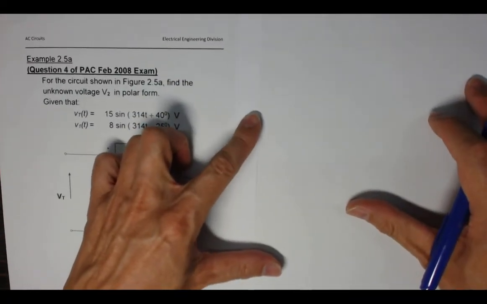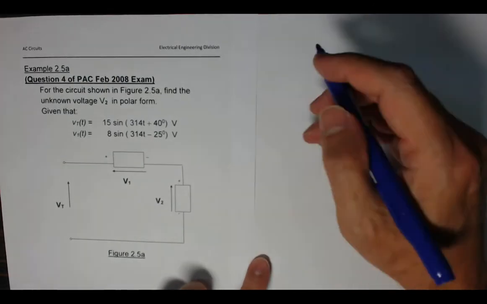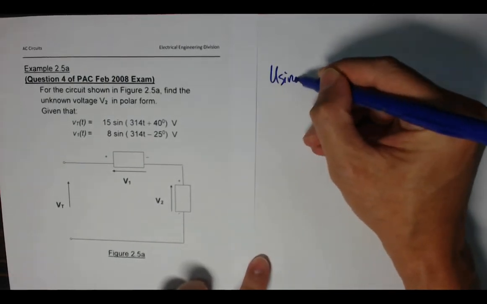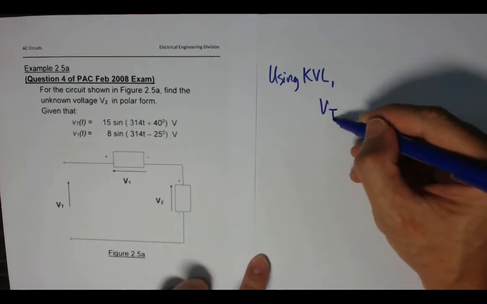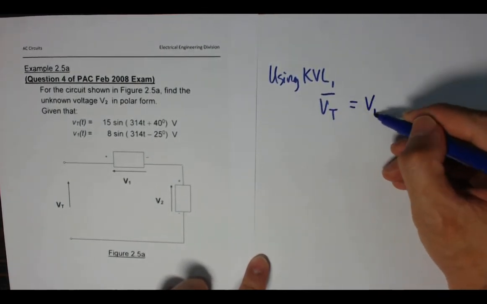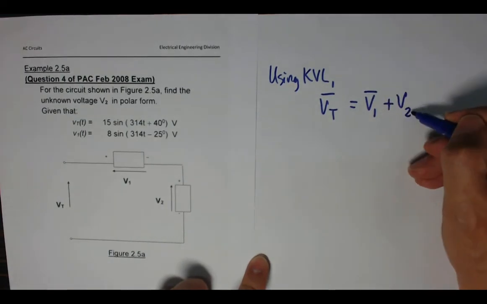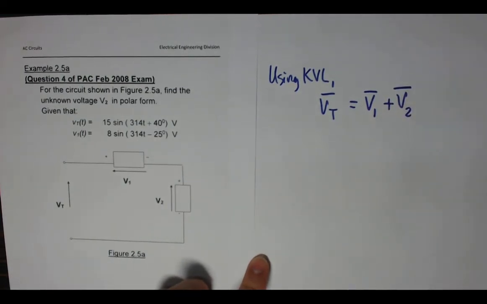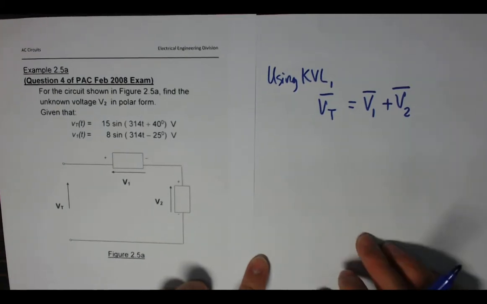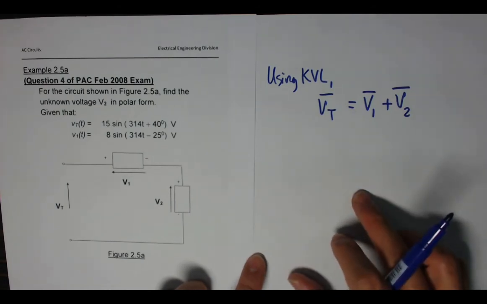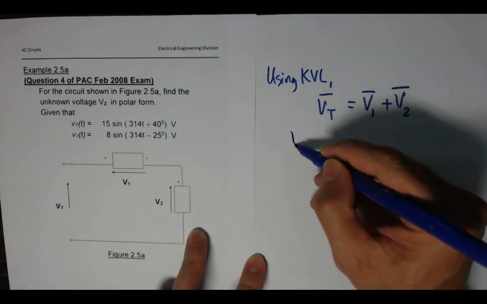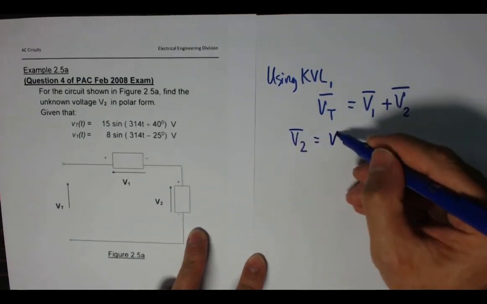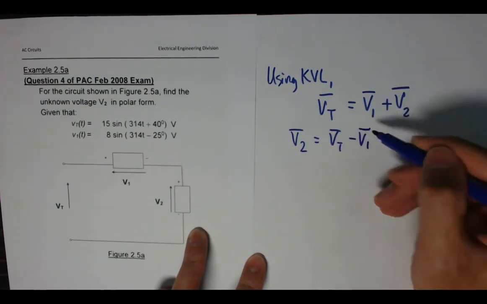Alright, this question we can use Kirchhoff, right? Using Kirchhoff voltage law, Vt is equal to V1 plus V2. So it's a good question for phasor addition. Or another way to put it is the V2 will be Vt minus V1.